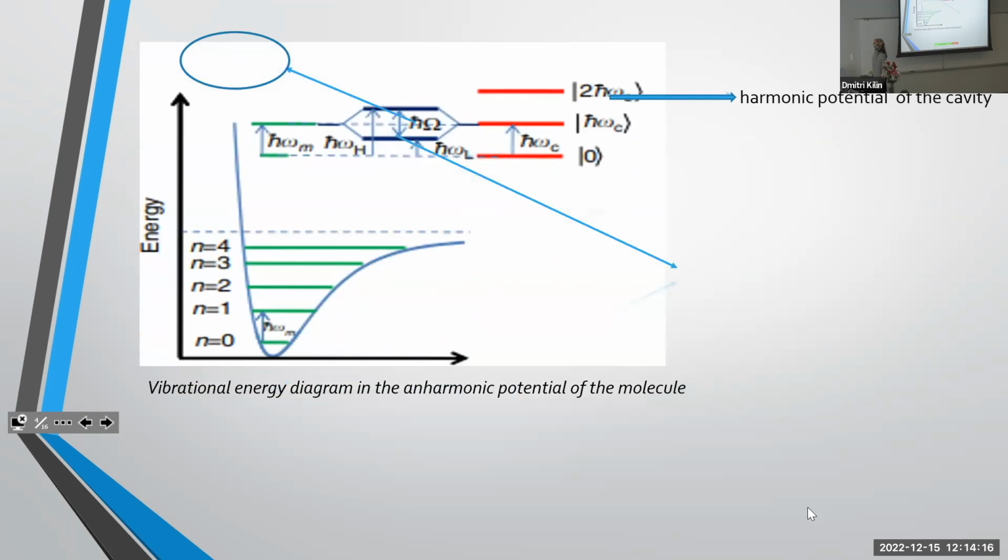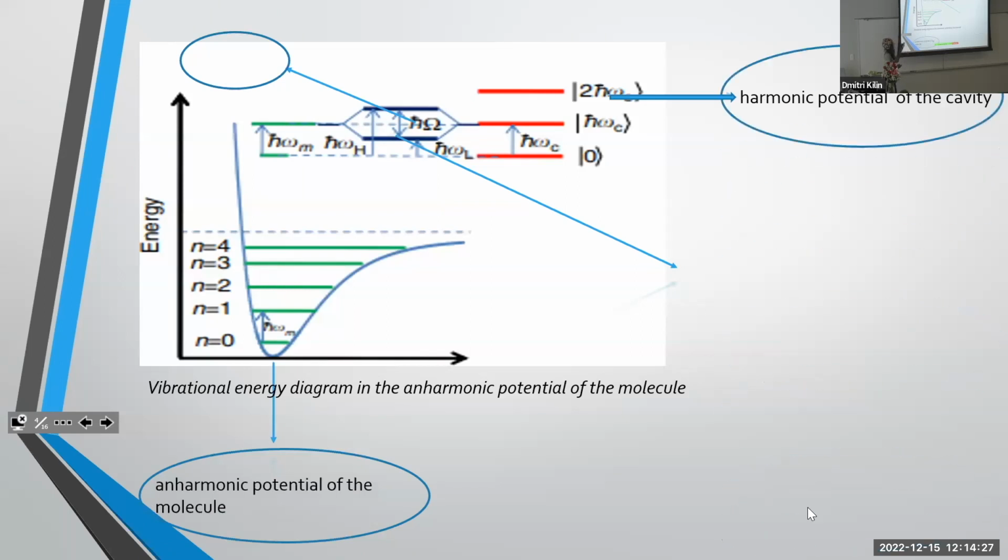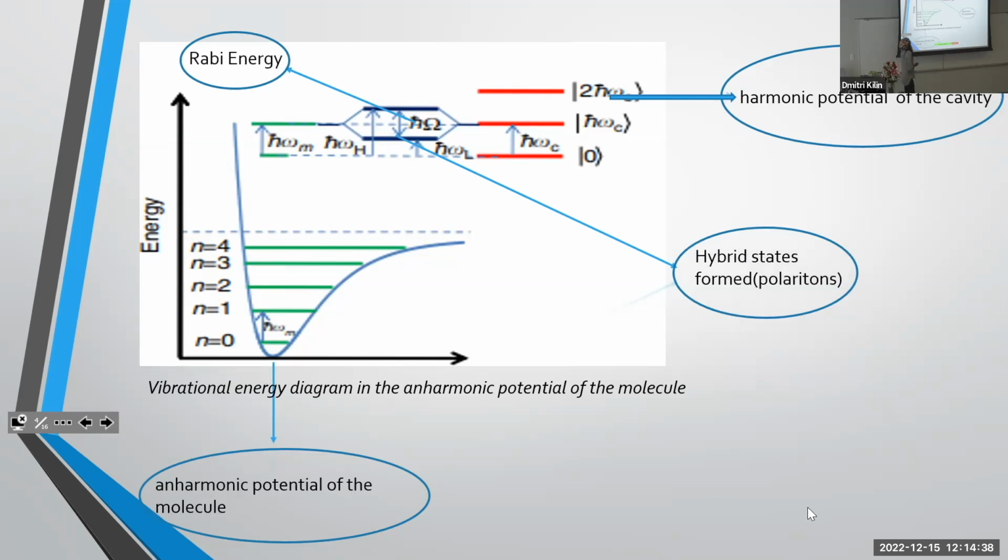So this is a pictorial illustration showing how a polariton is formed, where we have on the left the potential energy diagram of the anharmonic potential of the molecule. And on the right, we have the potential of the cavity, which is harmonic. When both interact, they form a hybrid state called the polaritons. From these polaritons, you'll be able to notice that when the hybrid states are formed, we see a splitting between the hybrid states, which is also known as the Rabi energy.